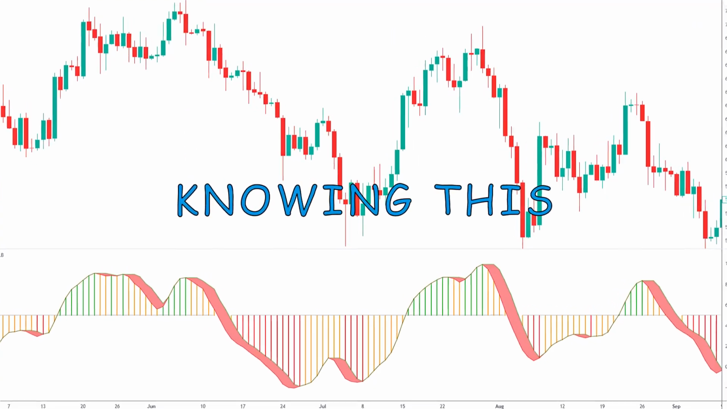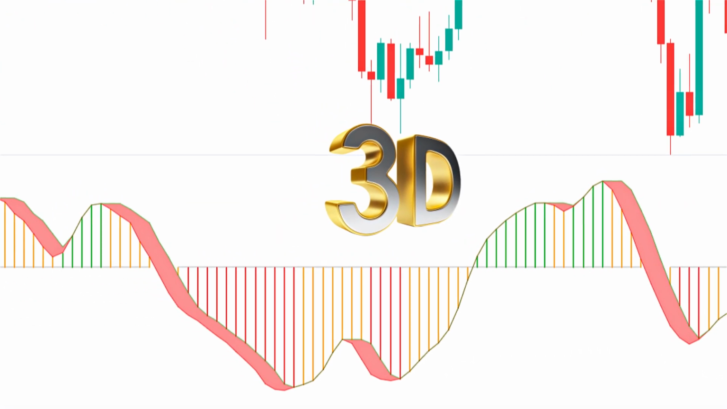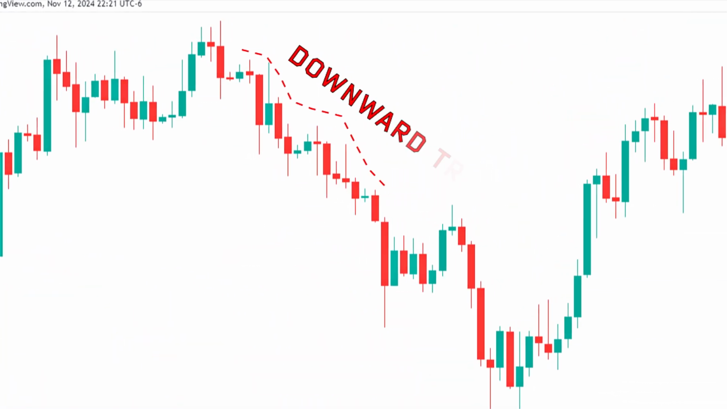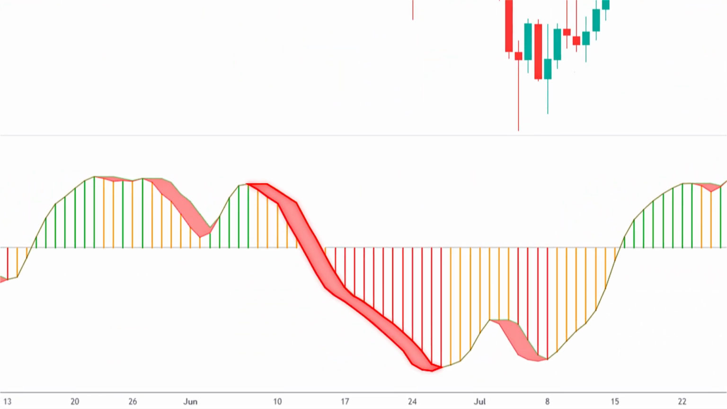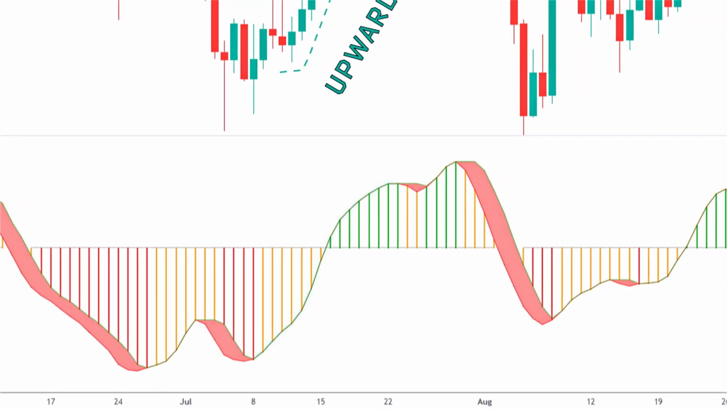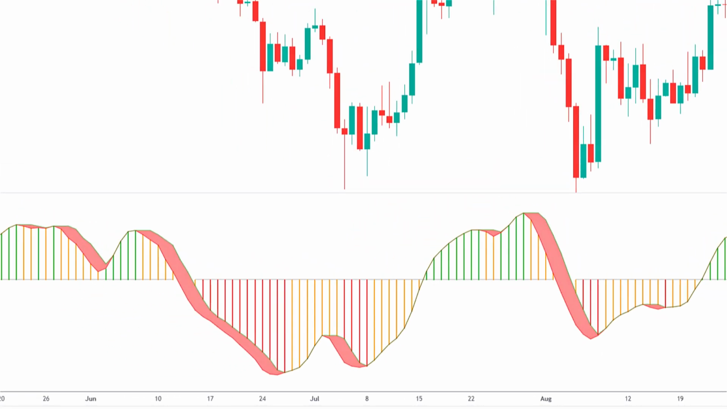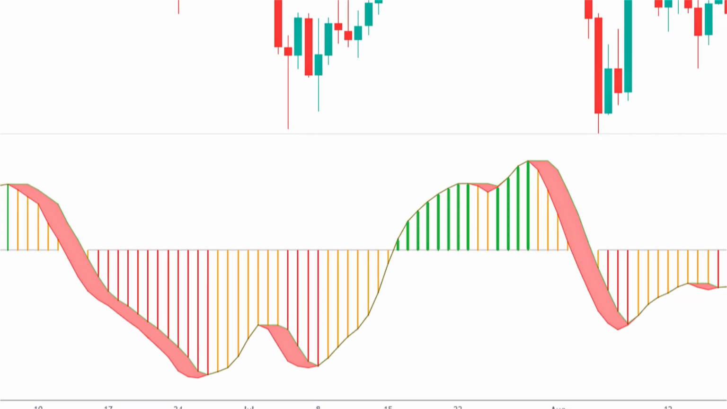Knowing this, now let's look at its practical utility. The indicator tries to maintain a 3D appearance, so that when the market is in a downtrend, we will see the red fill in the middle of the moving averages. But when it is in an uptrend, we will simply not see the fill color. This is also reflected in the histogram bars. Red bars for downtrend and green for uptrend.